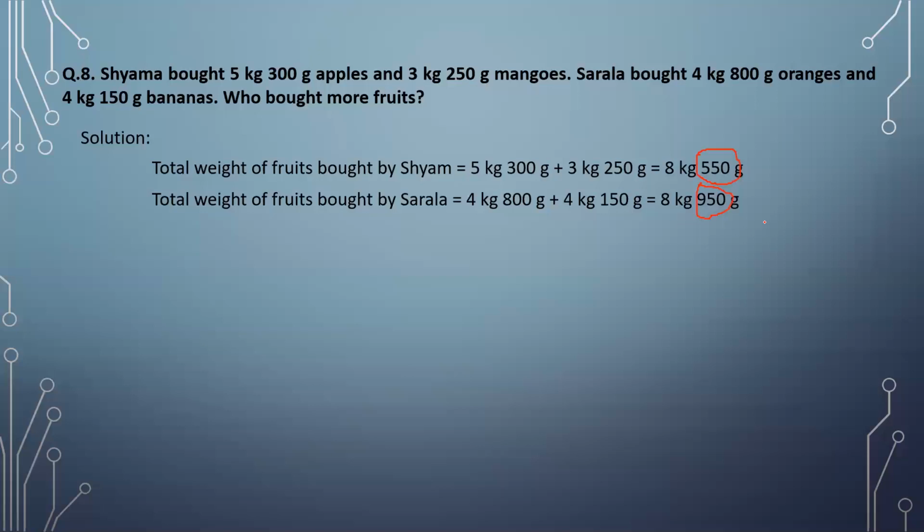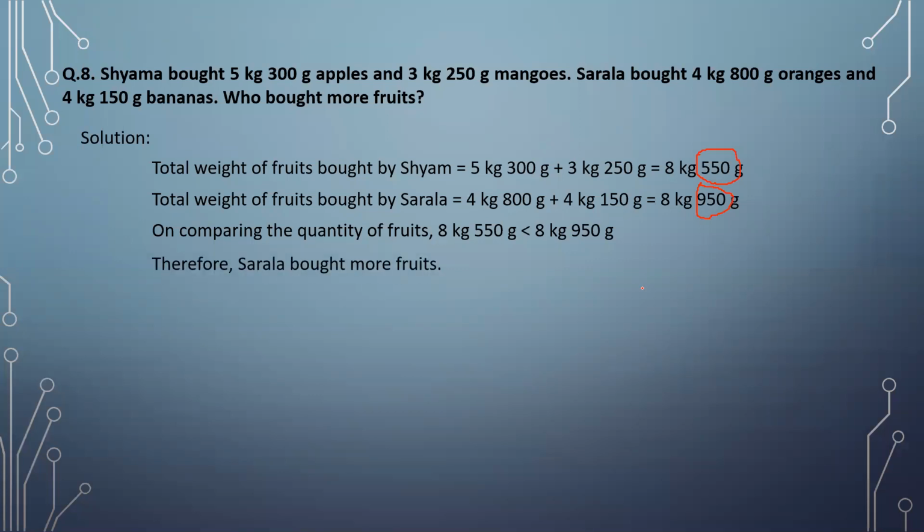Anyone can tell that 900 is greater than 500. So the total weight of fruit bought by Sarla is more than Shama's. On comparing the quantity of fruits, 8 kilogram 550 gram is less than 8 kilogram 950 gram. So Sarla bought more fruits than Shama.